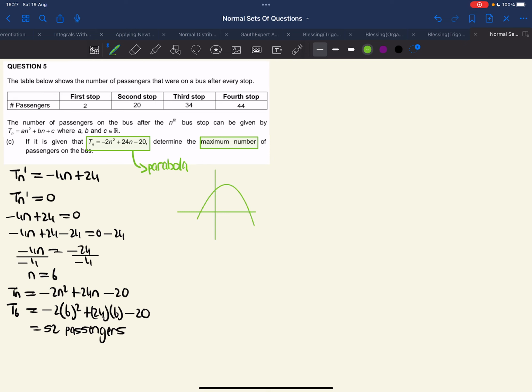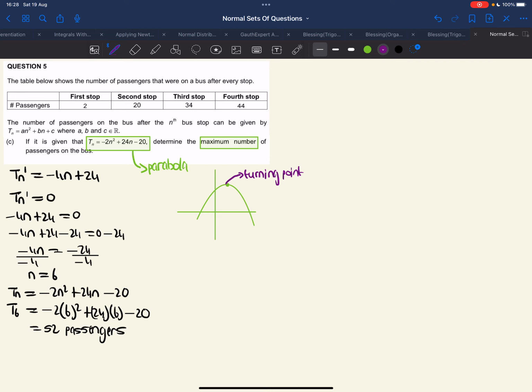And now remember that the maximum number that we are looking for is actually here, which is what we call a turning point. So another way that you could have done this question was to look at this general term as a parabola, and to find the maximum number of passengers, you look at the turning point. The y coordinates of this parabola will be the passengers on the bus, and the x coordinate will be the stop that the bus takes.